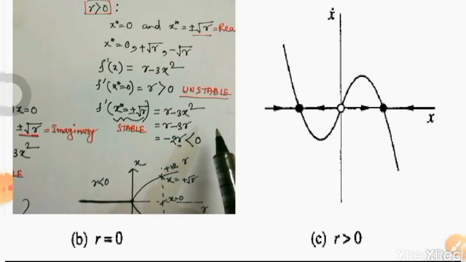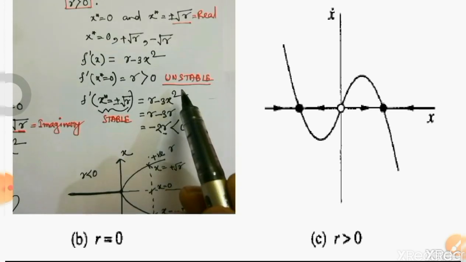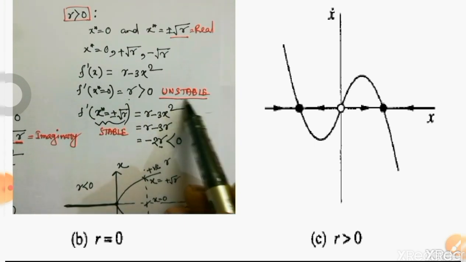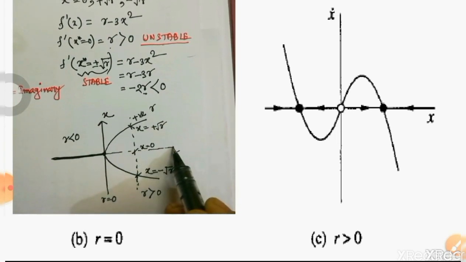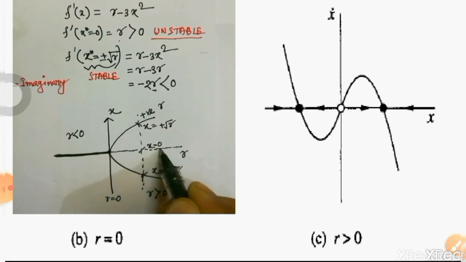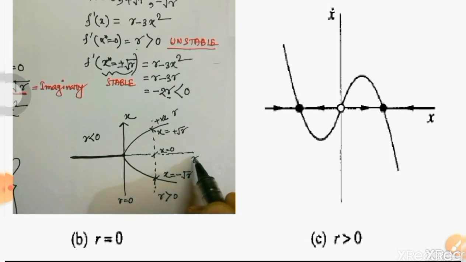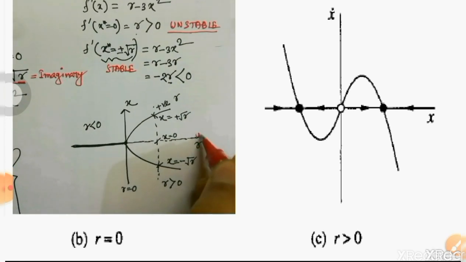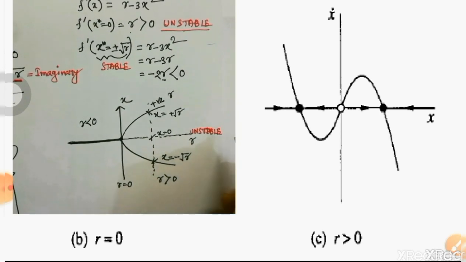Now, if you talk about the stability of the fixed points, then x equal to 0 is an unstable fixed point. So, if we vary the value of r, the x equal to 0 will be unstable. So this line is plotted by a dashed line. So, the x equal to 0 line for r greater than 0 is an unstable line. This is for unstable fixed points.